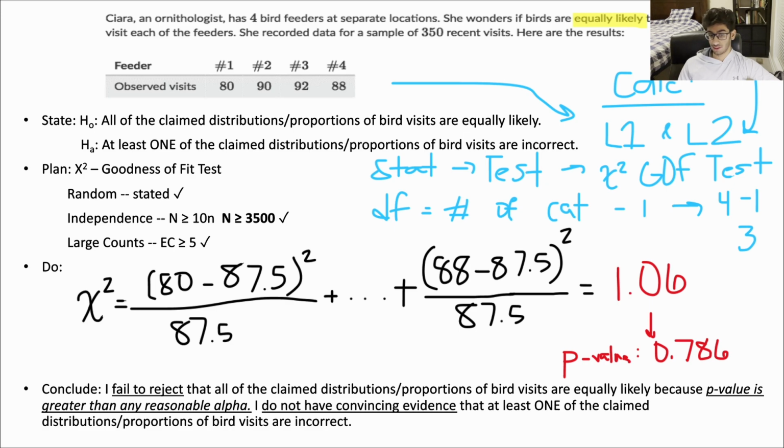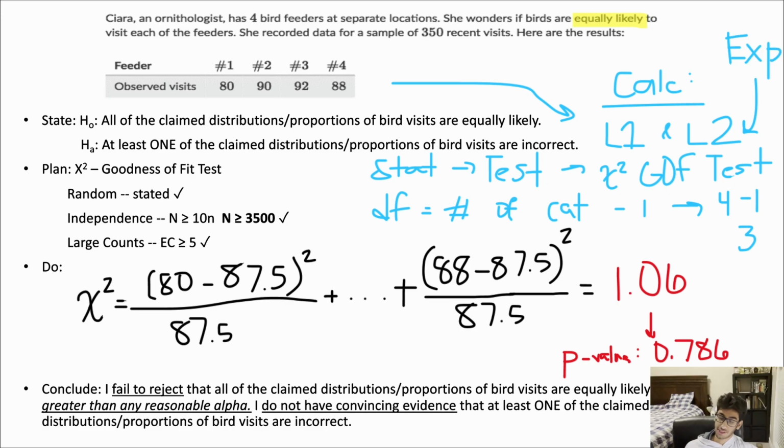And so now for the do part. For goodness of fit, the way you do this in the calculator is you go to stat, edit, and type in your observed and expected counts in L1 and L2. In L1 you type in your observed counts, and in L2 you put expected. So how do you find your expected? In this problem, it says equally likely. That means every single expected count has to be the same. If there's 350 in total, and there are 4 different sections, 350 divided by 4 is 87.5. So the expected count is 87.5 for all 4 of them.